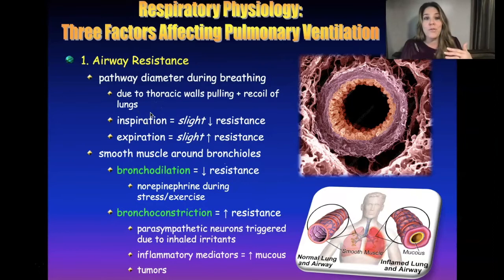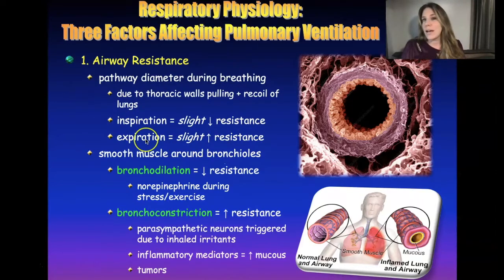The opposite is true of expiration. So recall during expiration, we're talking about recoil. Those lungs are recoiling, and thus that is putting some relaxation on those conducting tubes, and they're in a sense constricting. The diameter is getting smaller. There's therefore more resistance, and the air is flowing through slower.